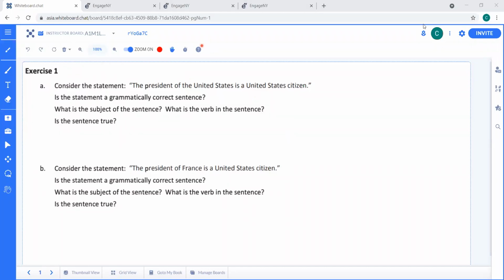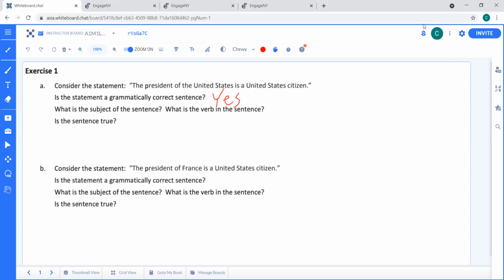Okay, we're going to be talking about true and false equations, kind of like true and false statements. Exercise 1 says, consider the statement: The President of the United States is a United States citizen. Is the statement grammatically correct? Yes, that is grammatically correct.